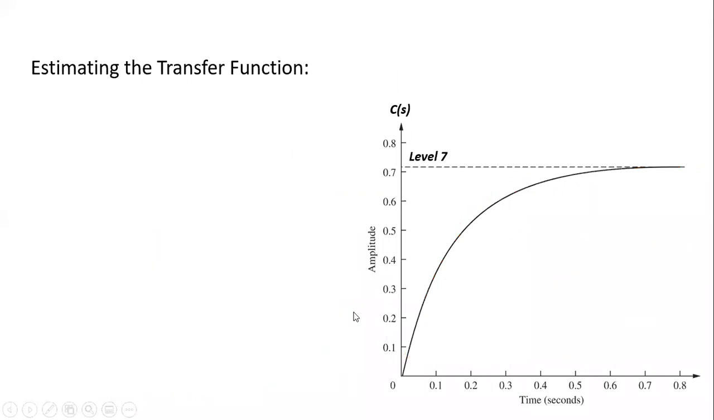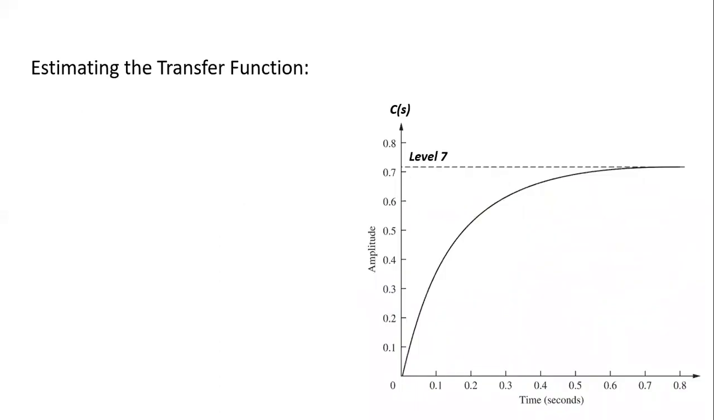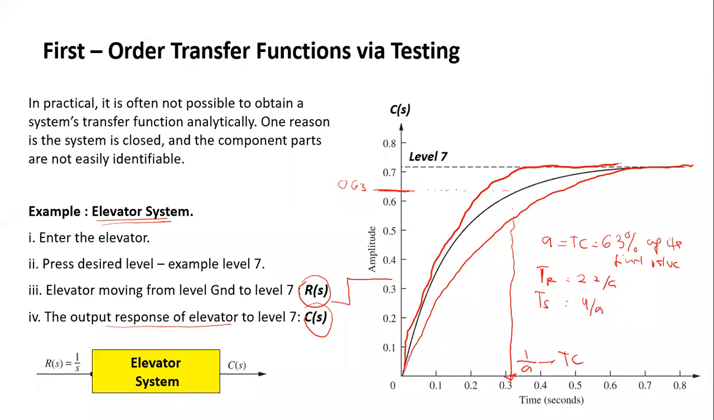Okay, so this one is estimating the transfer function. This is one of the skill assessments. I forgot to tell you that an example in this case is an actual system, for example an elevator. If I told you to model the elevator, it would be impossible because everything is in a box. The elevator system is one example of a black box. You don't know what's inside, and if we open it up and look at the circuitry inside, it's quite impossible.